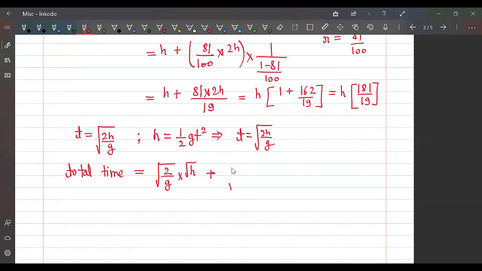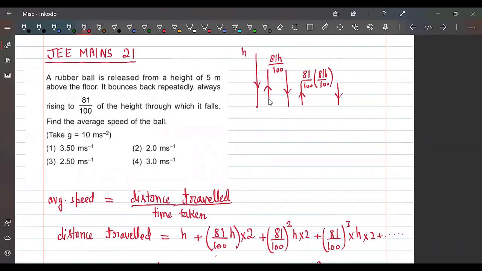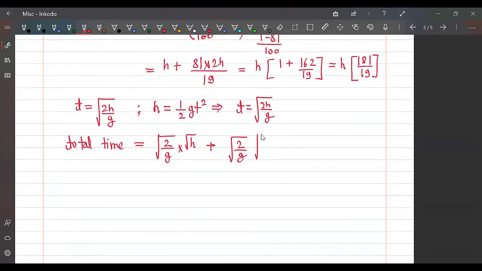For the second fall, it will be root 2 by g, means this is the rise. First it will fall, root 2h by g. Then instead of h for the rise, we will use 81h by 100. So this will be root over 81h by 100. And the other terms, we'll make twice of this. And the next term, if you want to write, root 2 by g into 81 by 100 into 81 by 100, because next height again will be reduced to 81 by 100.